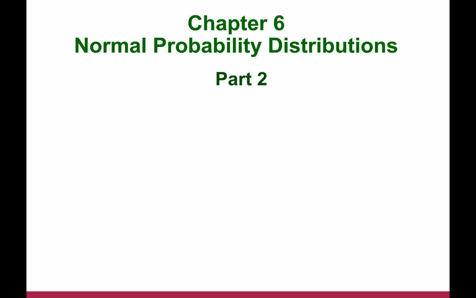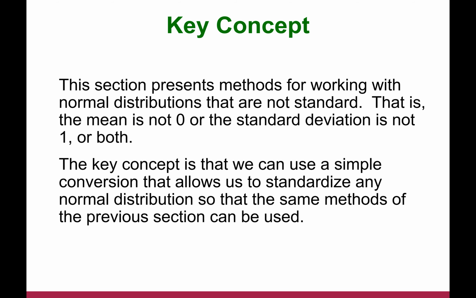Let's continue on chapter 6 on normal probability distribution. In this section, I'm going to concentrate on the non-standard normal distribution, because the standard normal distribution is a special case of the normal distribution, where mu equals 0 and standard deviation equals 1.